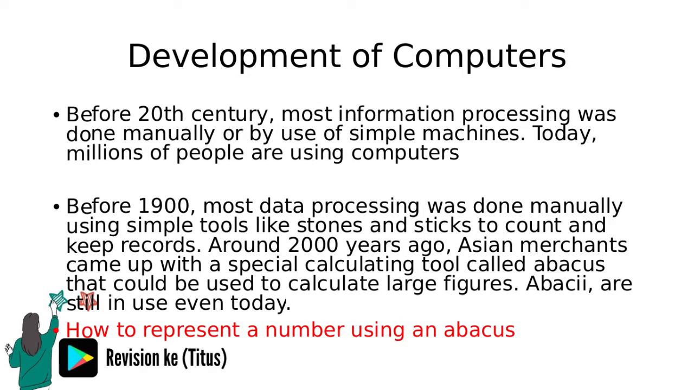And so before 1900, most data was done manually, like counting stones, sticks, something that you also did in your lower levels of study. And then around the year 2000 BC, the Asians came up with something called an abacus. And these I leave it for you to go do some study and know, at least know how to represent a number using an abacus.